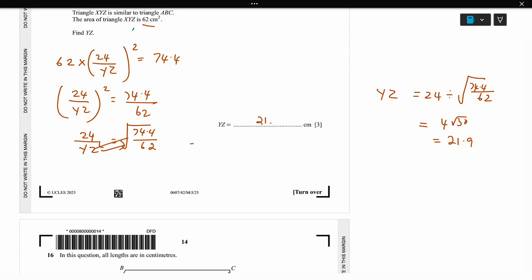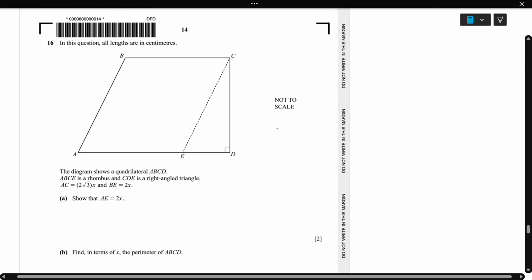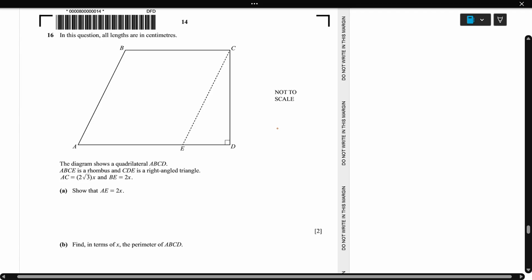So 21.9 is the answer here. Next, question 16. In this question, all the lengths are in centimeters.